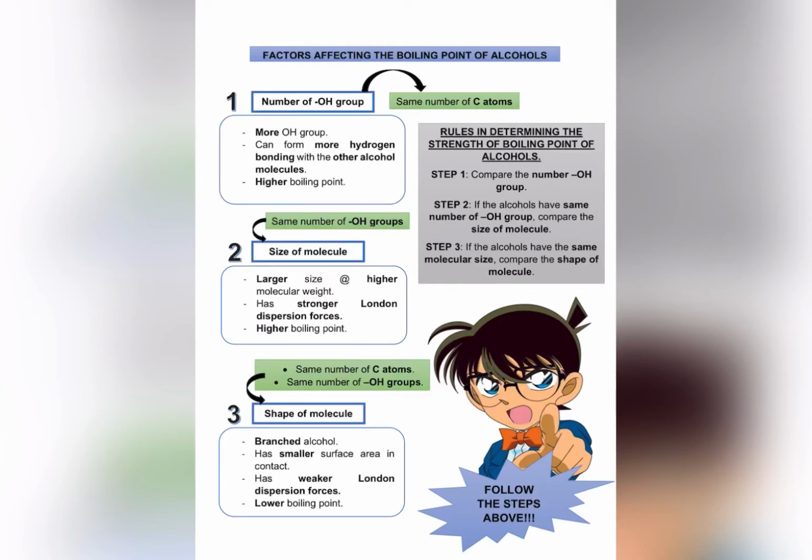Assalamualaikum and hello. Let's focus on the next physical property of alcohols, which is boiling point. There are three factors that you have to understand when explaining the boiling point of alcohols. We are going to focus on the first one, which is the number of OH groups.